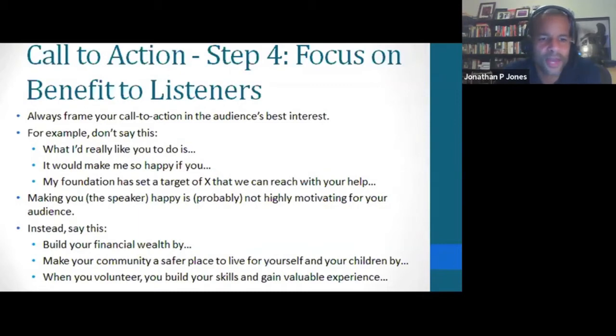Those kinds of things are problematic because it's about you. Please help me, help me, help me. Make it about them. Why it's important for them to do it. Build your financial wealth. Make your community a safer place. When you volunteer, you build your skills. It's about you. That is more likely to get people to act, okay?